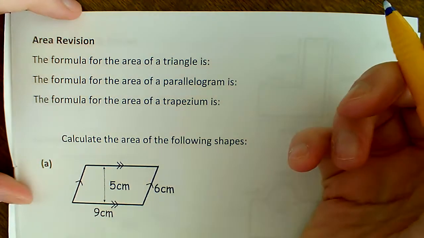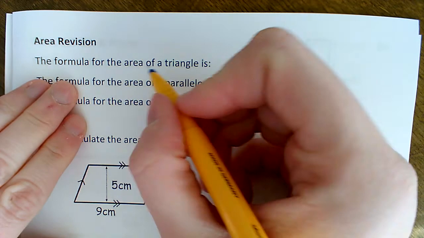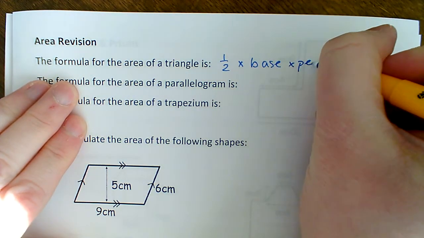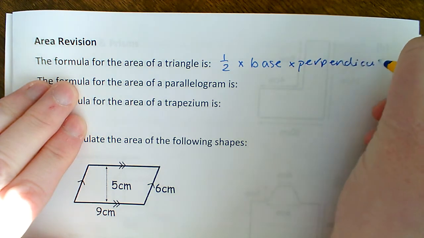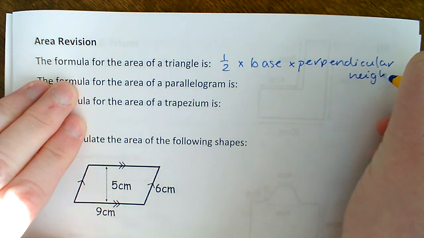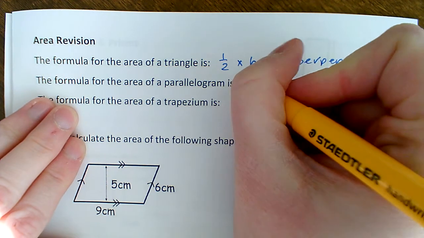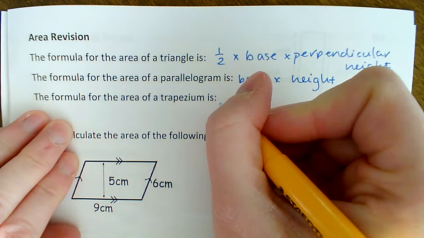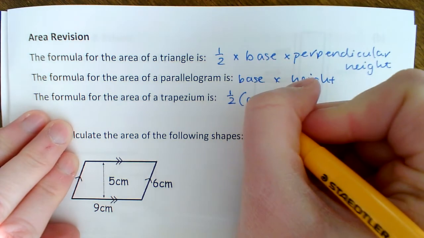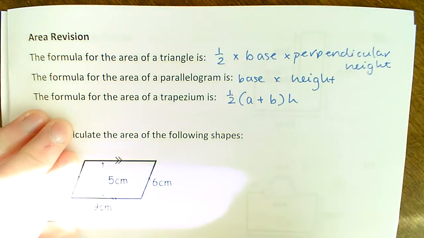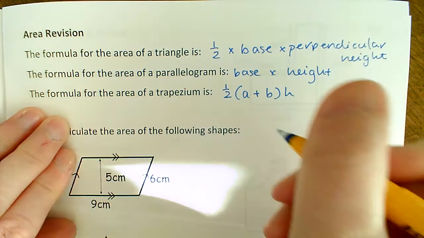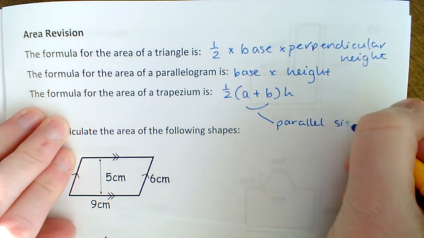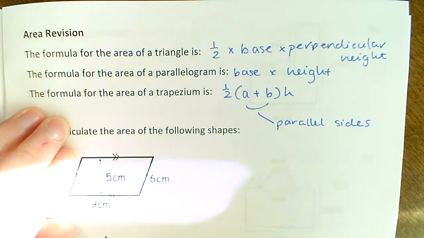Okay, so we'll do some revision of area then. The formula for the area of a triangle is half times the base times the perpendicular height. Area of a parallelogram is the base by the height. And the formula for the area of a trapezium, now this is the only one that's given to you, is a half upon a plus b times h, where a and b are the parallel sides and h then is the height.